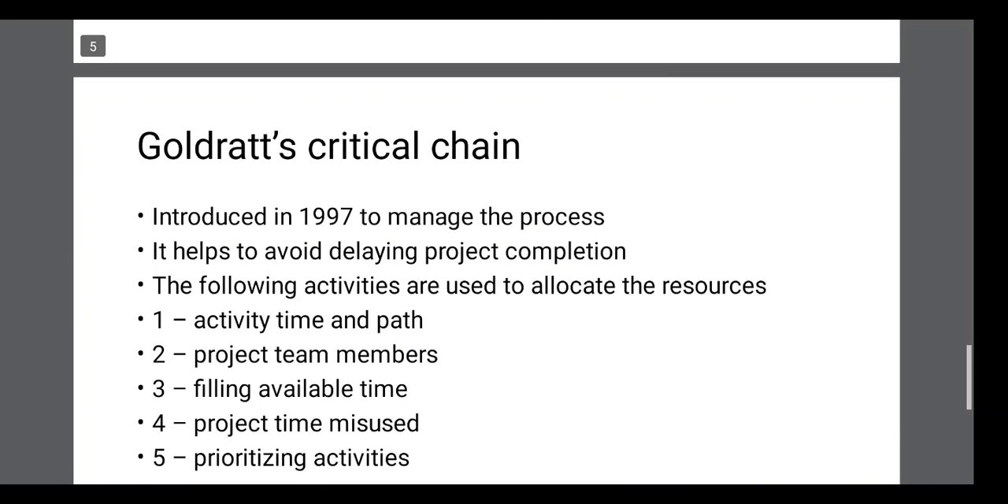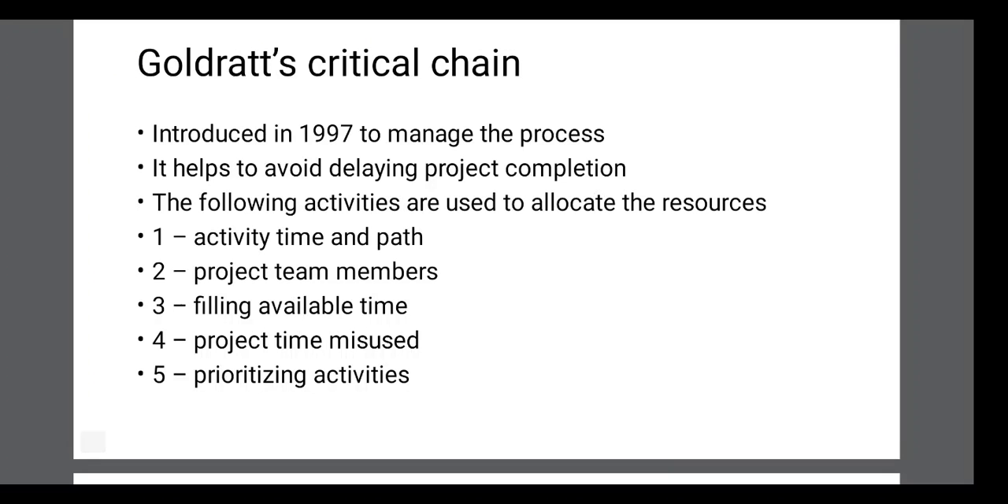Next topic is Goldratt's critical chain. This is also an important topic. Here, it was developed in 1997. It manages the process and helps to avoid delays in project completion. If there is any risk or deviation, they have to cope with the deviations. That's why we are using the critical chain. The following activities are used to allocate the resources in the critical chain.